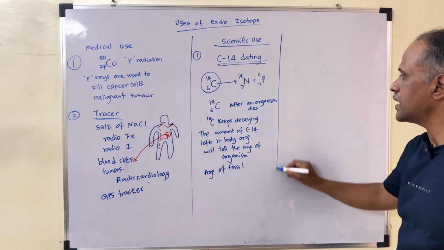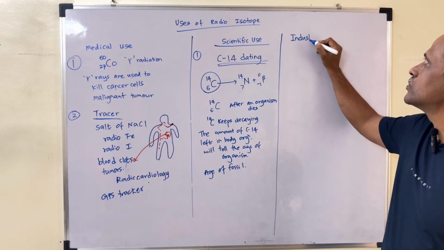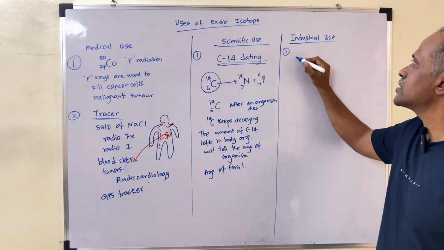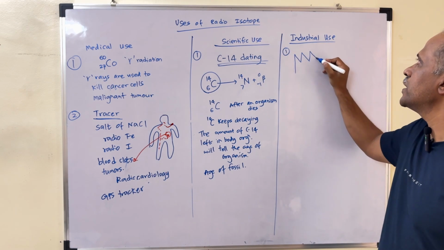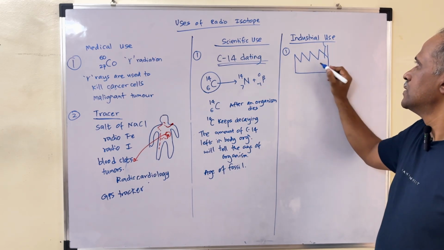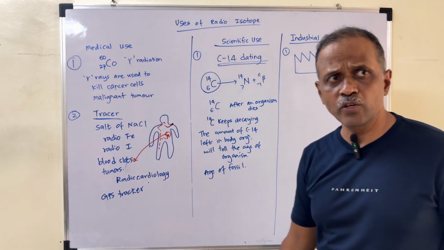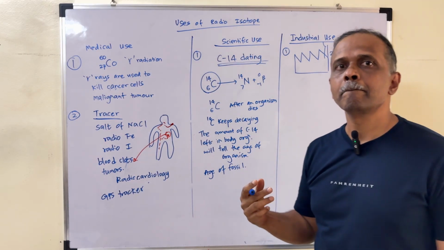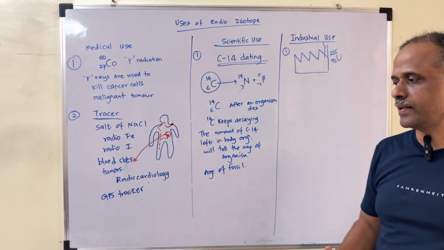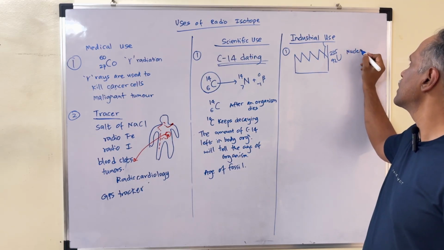Okay, now this was the scientific use, and now coming to the major one, that is the industrial use. First and foremost, we know that uranium 235,92 is used in nuclear power plants in order to convert nuclear energy into electrical energy. Now this is the first one, that is, in nuclear power plants.